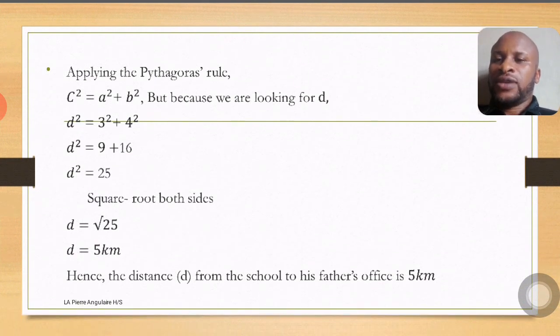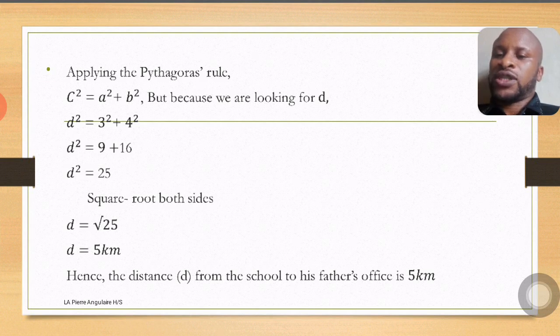Applying the Pythagorean rule, c squared equals a squared plus b squared. But because we are looking for d, we change the c to be d squared equals a squared, where a is given as 3. So 3 squared plus the b side, which is 4 squared. Now D squared will give us 9 plus 16. And the sum of 9 and 16 is 25. So D squared equals 25.